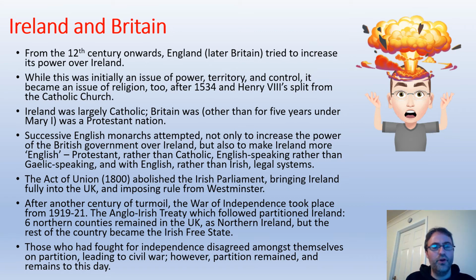So if we move through this slide, we can see that as we go through the 1500s and the 1600s, what English and then British monarchs are trying to do is various things. They're trying to increase the power that the British government has over Ireland, but what they're also trying to do is to make Ireland more English. In other words, a Protestant country rather than a Catholic one, a country that speaks English rather than the traditional Irish language of Gaelic, a country with English rather than traditional Irish legal systems. Some of the Irish legal systems originally were based on some of the older clan and tribal customs.